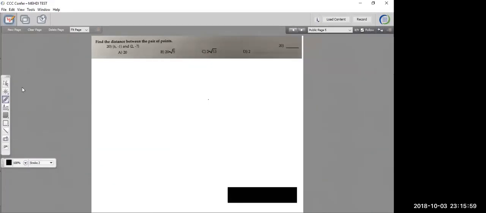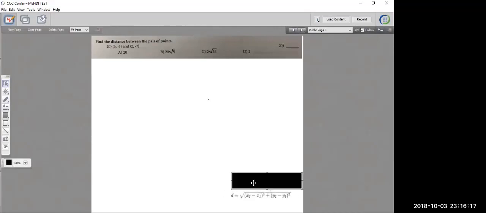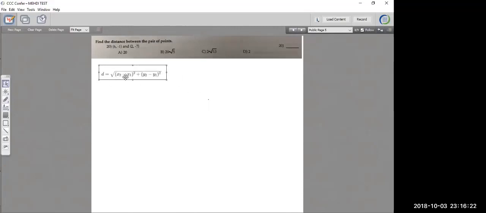This would be another problem that you need to know for the final exam. You want to find the distance between 2 points. Anybody remember the formula for that? You need to know the formula for the distance. This is the formula right here. Distance would be the square root of (x2 minus x1) squared plus (y2 minus y1) squared.